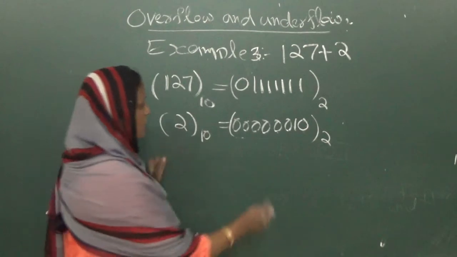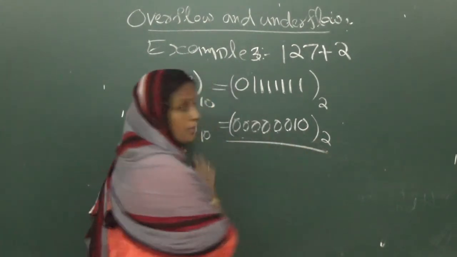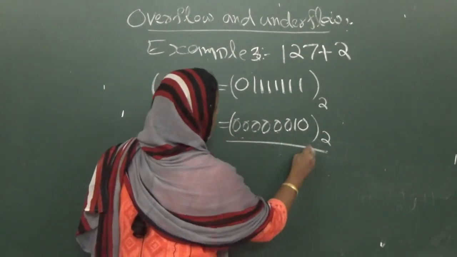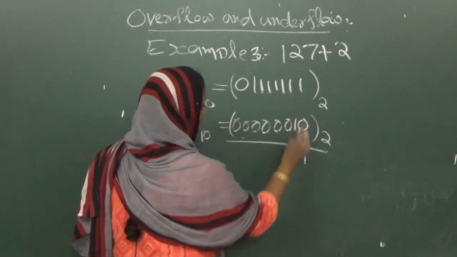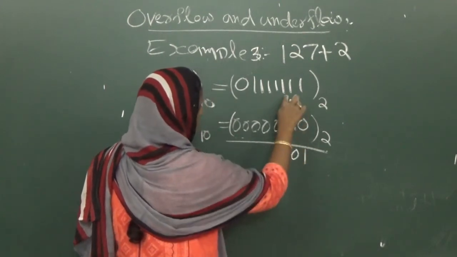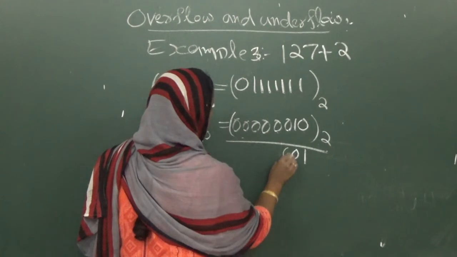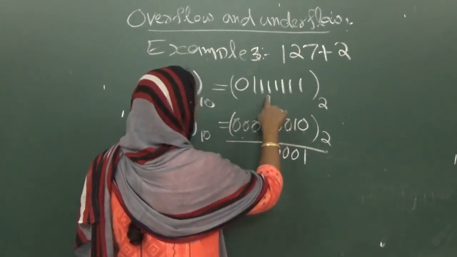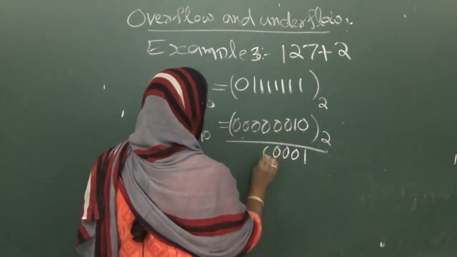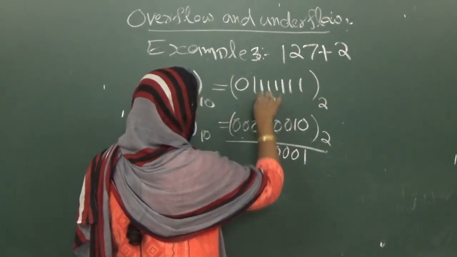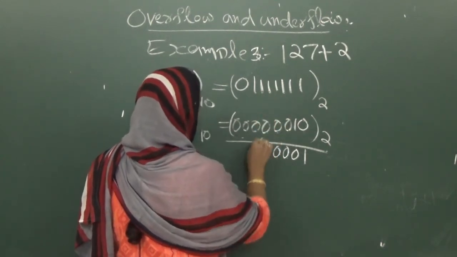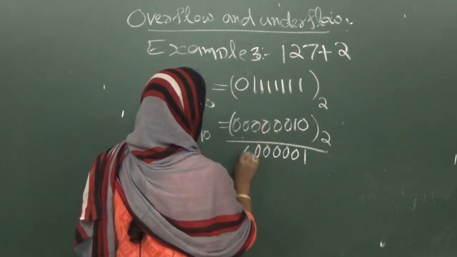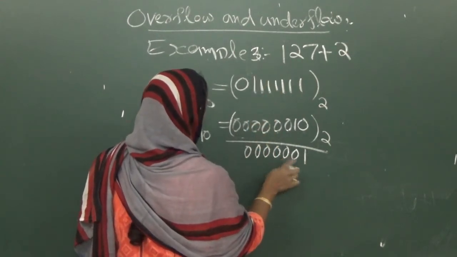Now we want to add these two. Okay, so 1 plus 0, 1. 1 plus 1, 0 with carry 1. And again 1 plus 1, 0 with carry 1, and this repeats through the remaining bits: 1 plus 1, 0 with carry 1.